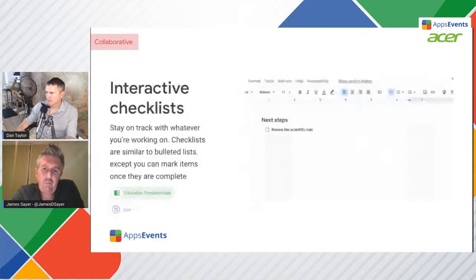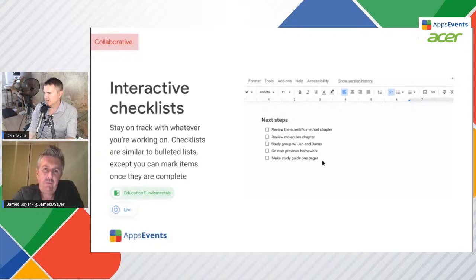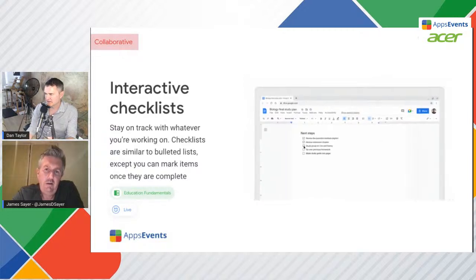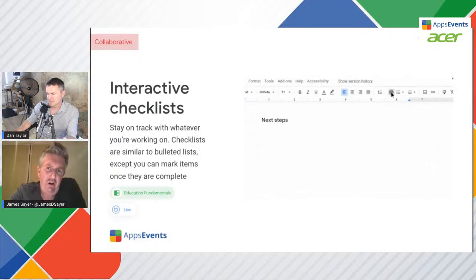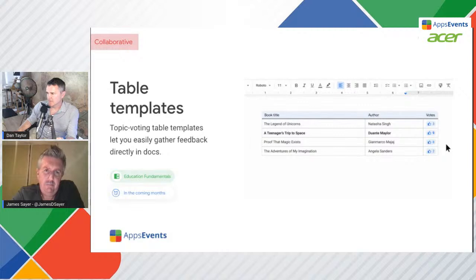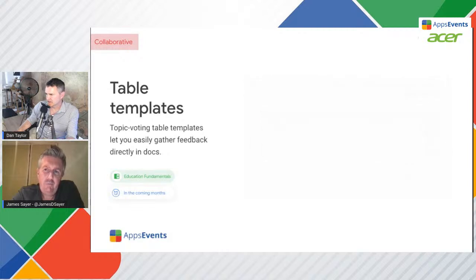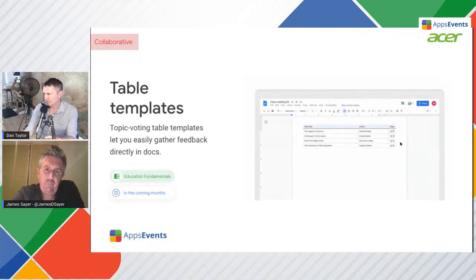Definitely. So interactive checklist. We're going to fly through a few different things now. But the big picture is there's a lot of really cool things coming to docs. Interactive checklists. Anything to add to that, James? No, checklists came to Google Sheets a couple of years ago. Yeah, great to have it in docs. Templates for tables. This is good. Obviously, James, you're a big lover of tables.